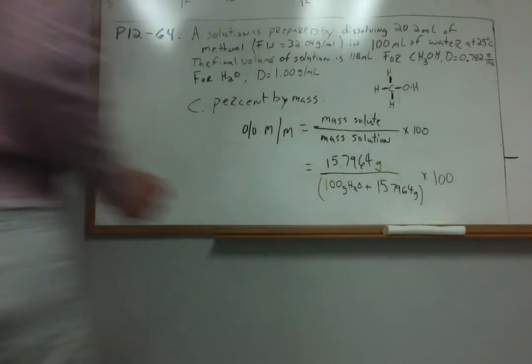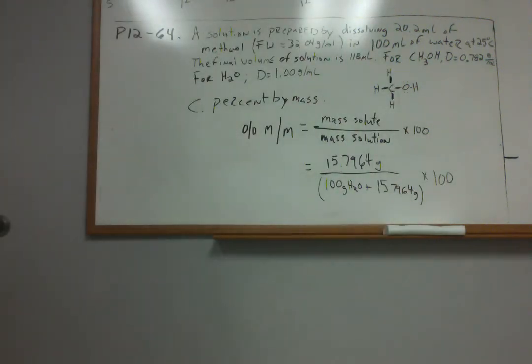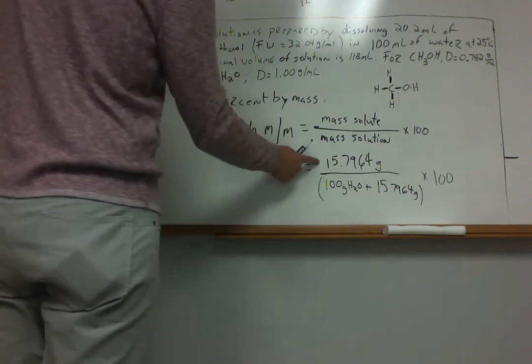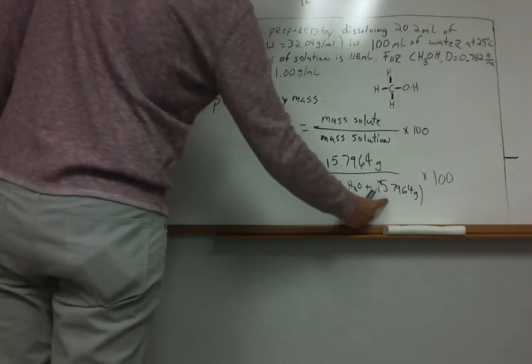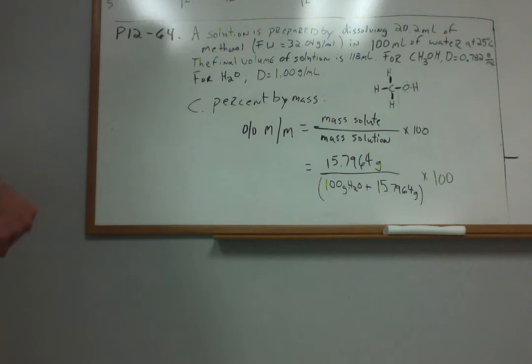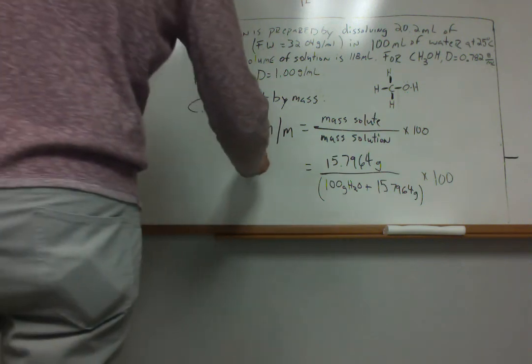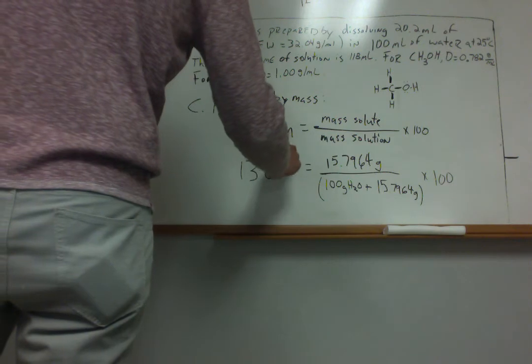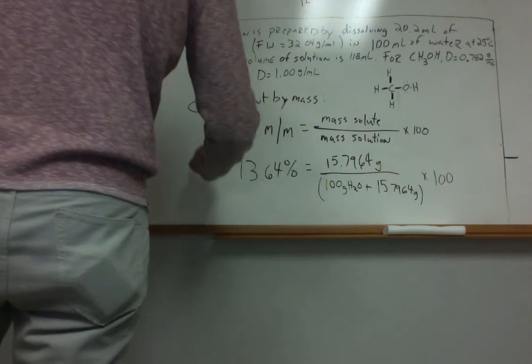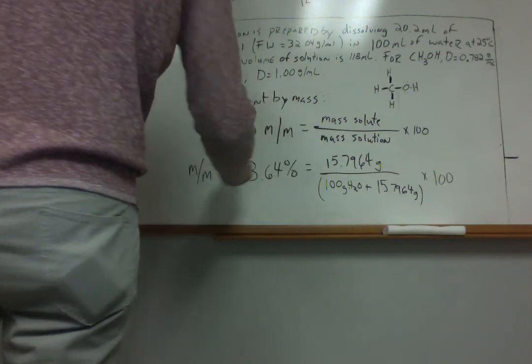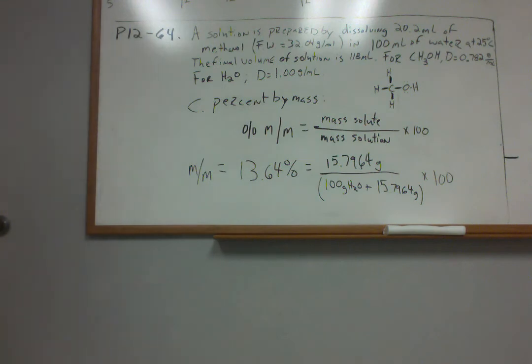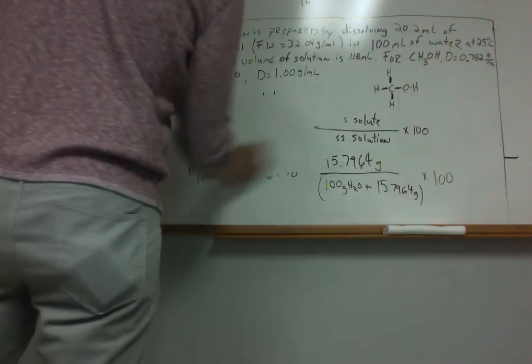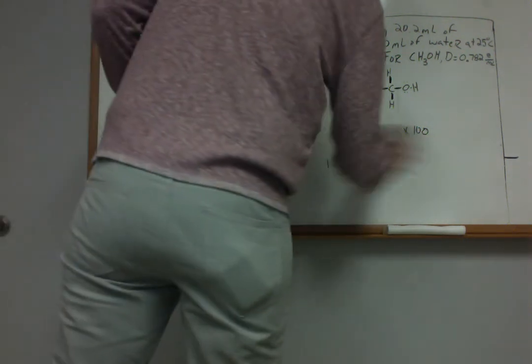So by using the definition and the knowledge of the system, we can plug in numbers. We know the mass of the solute is this, and we know the total mass has to be this plus this, or the sum of those two numbers. We multiply by 100 and express as a percent. If we do the math on that, that works out to 13.64% by mass. Easy enough. The next computation, part D, asks us to compute mole fraction.